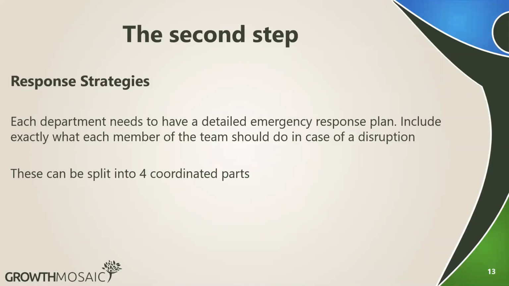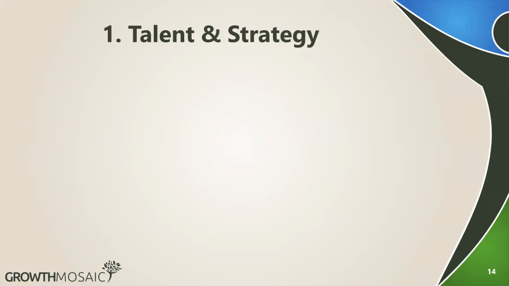These response strategies can be split into 4 coordinated parts. So we deal with the first part. The first part has to do with talent and strategy. So again, we are on the response phase. So tragedy has occurred. So let's take COVID-19 as an easy example.